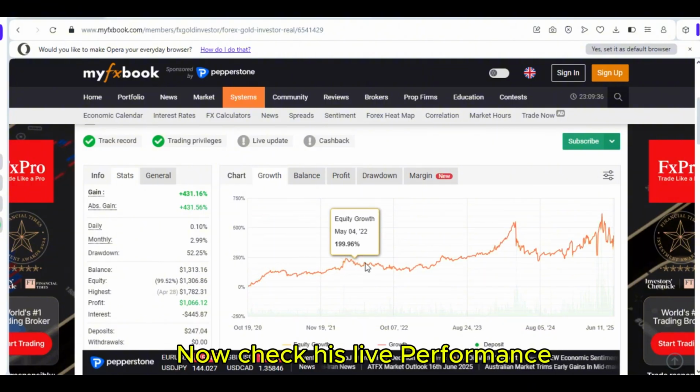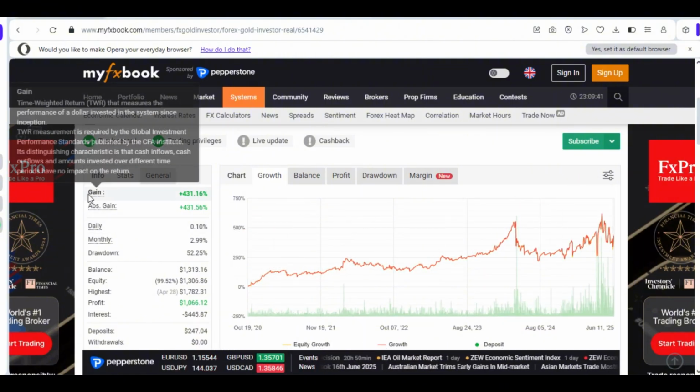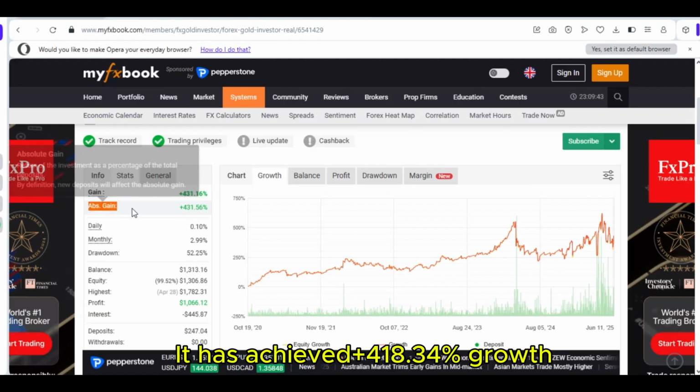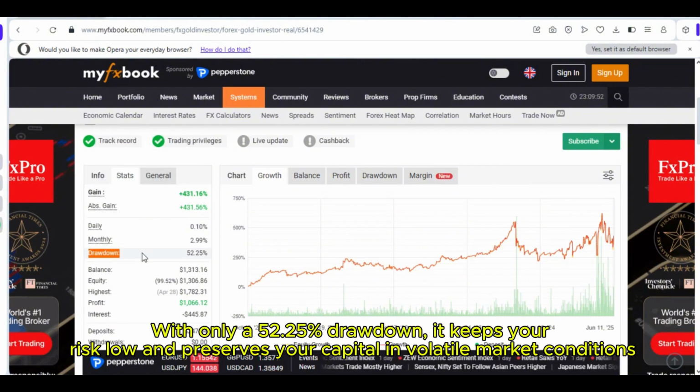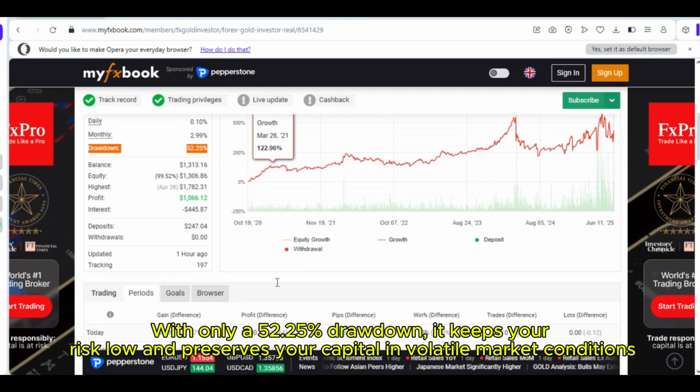Now check its live performance. It has achieved plus 418.34% growth. With only a 50.25% drawdown, it keeps your risk low and preserves your capital in volatile market conditions.